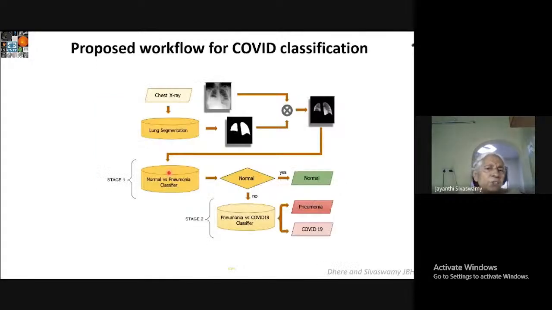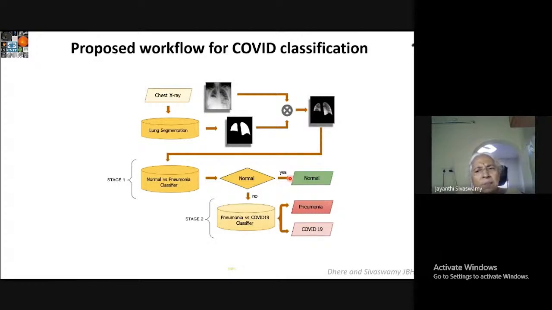Then I send it to a stage 1 system, which basically classifies this as normal or not normal. Normal means it's a healthy chest X-ray. If it is not normal, it could be pneumonia due to some other reason or COVID. So there is a second system which will separate it into ordinary pneumonia versus COVID.